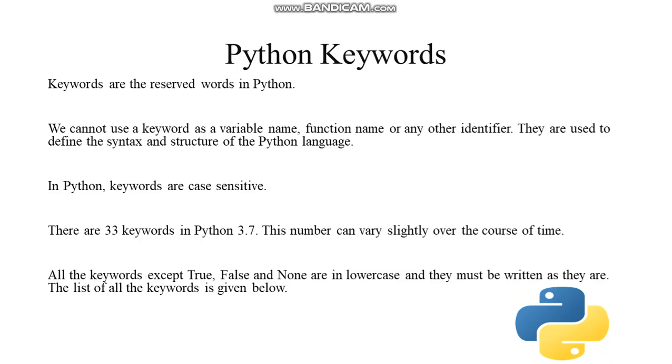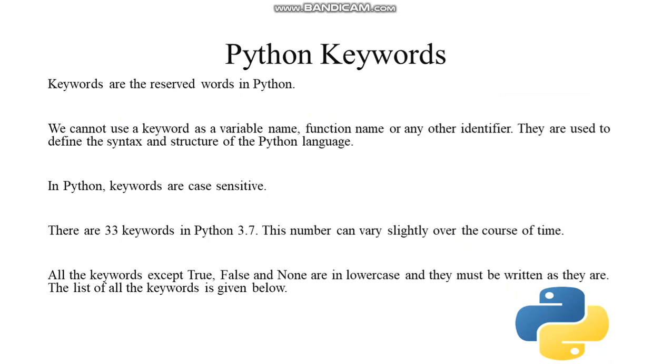Next is Python keywords. Keywords are the reserved words in Python. We cannot use a keyword as a variable name, function name, or any other identifier. They are used to define the syntax and structure of the Python language. So keywords are reserved words. We cannot use them as a variable name or function name. They are already written in Python.